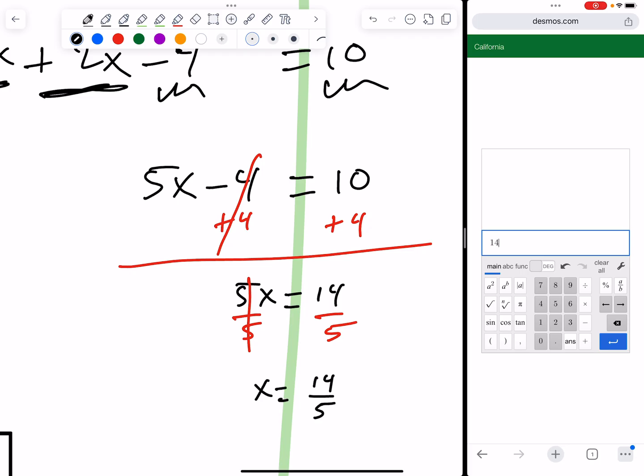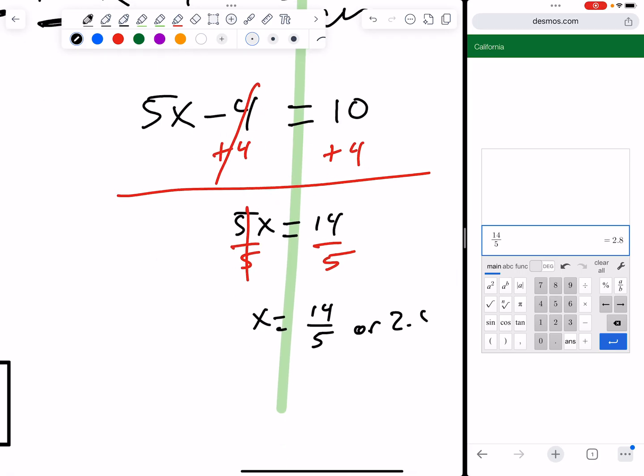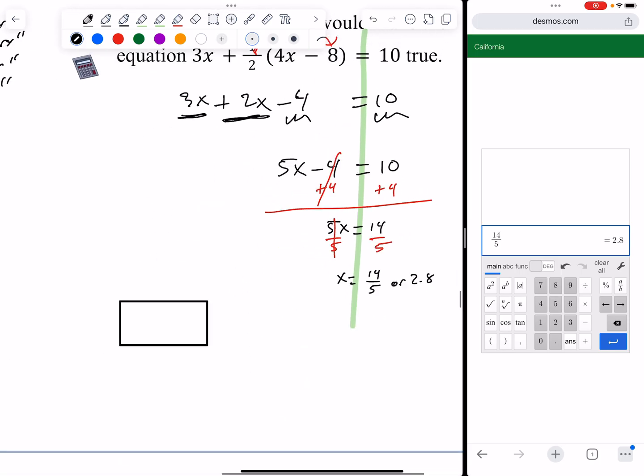Now if I put that in my calculator, 14 divided by 5, I got 2.8. So either one of these answers is correct. A lot of you guys are going to get 2.8, and that is totally correct. If you got 14 over 5, that is also correct. Okay, it's equivalent. It's the same.